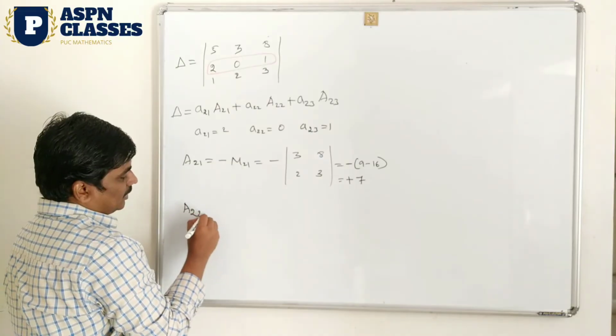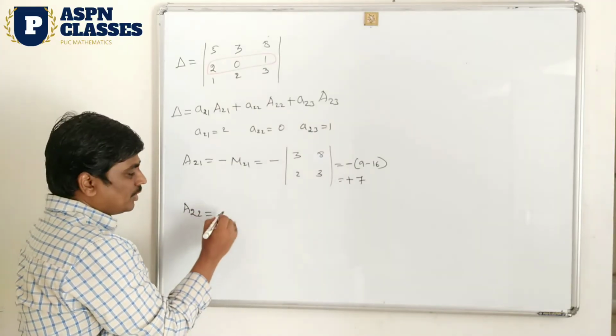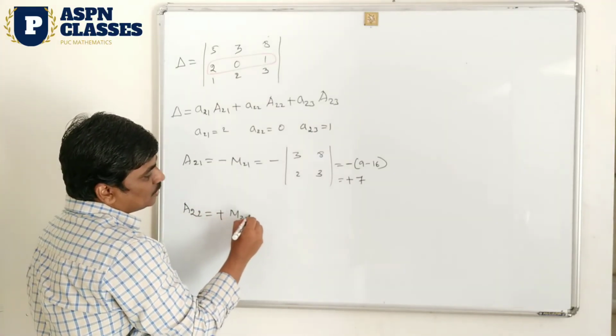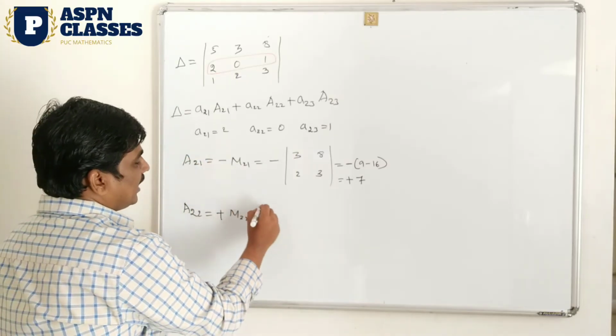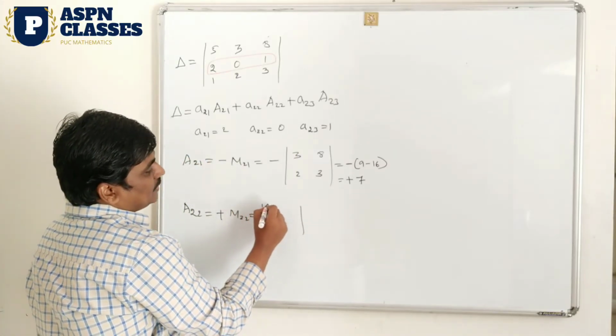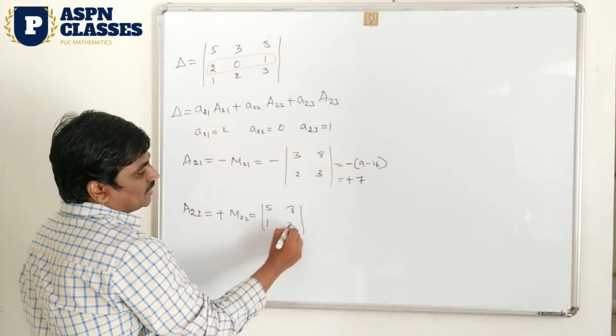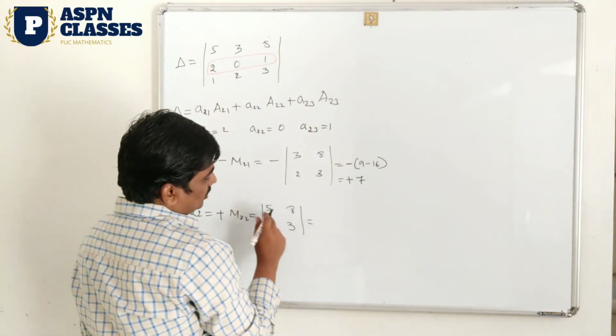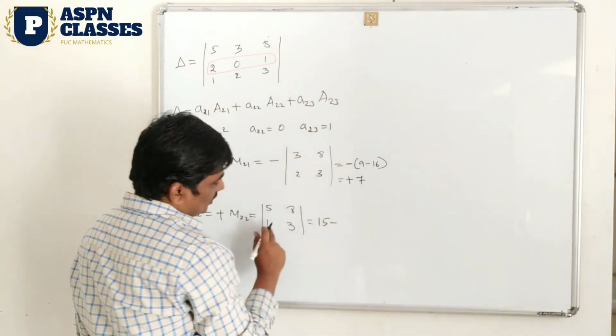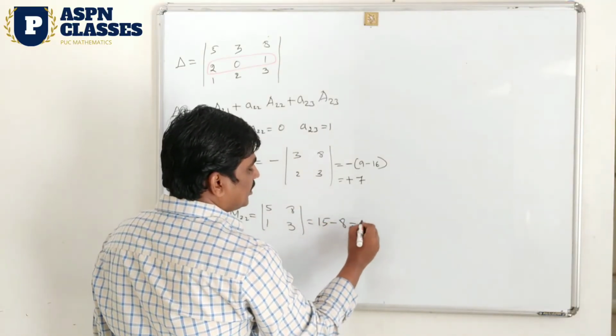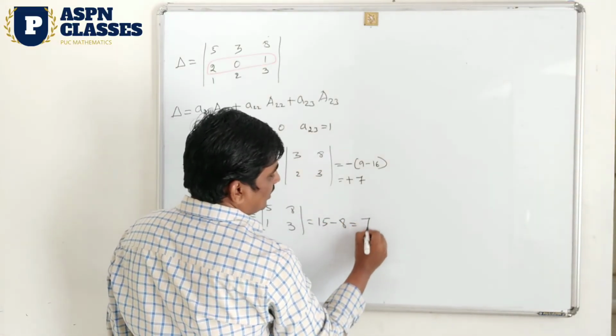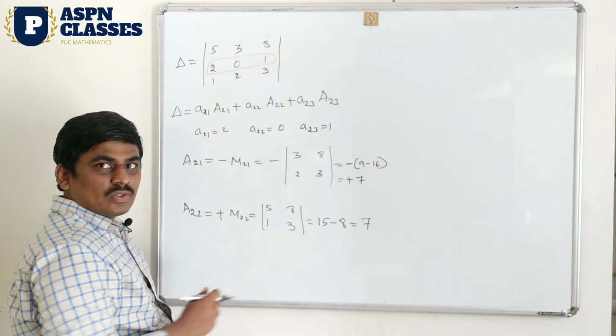Next step, you have to find A22. For A22, 2 plus 2 is 4. It is an even number, so plus sign, M22. For M22, the middle column gets cancelled, so what is the result? 5, 8, 1, 3. Now simplify. 5 into 3 is 15, minus 8. 15 minus 8 gives the answer 7. Okay, 7 is the answer.